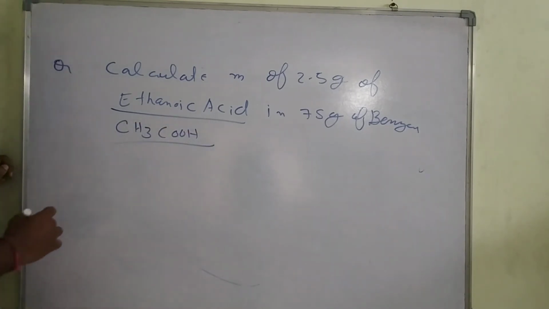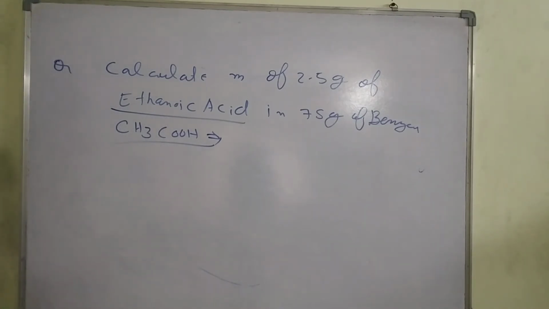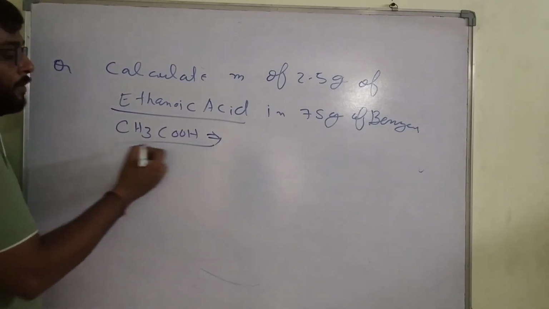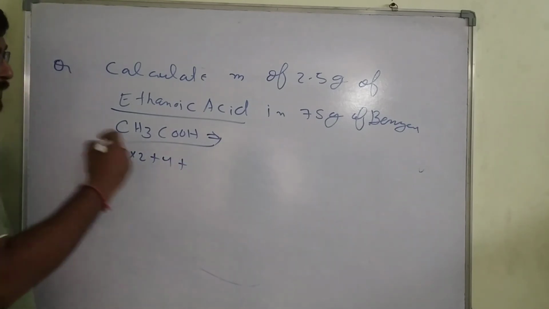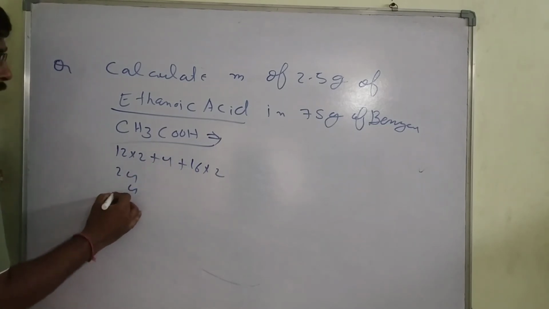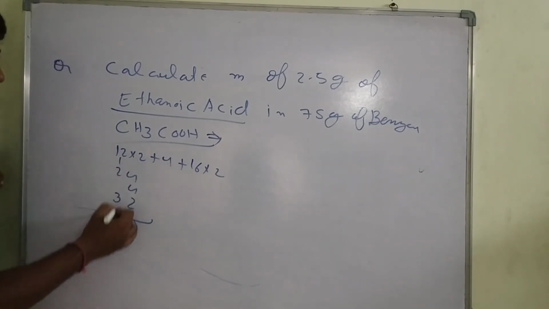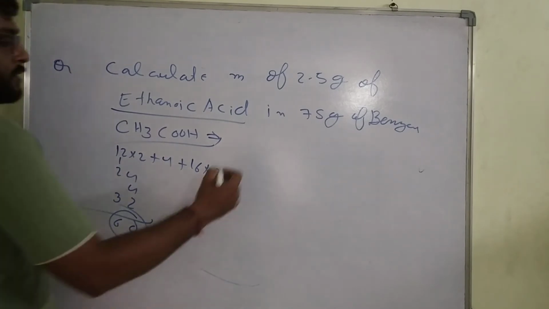CH3COOH. First of all, the main thing is that you have to know the formula of ethanoic acid. Sometimes it is given, but you have to learn it, because it is coming in your 12th chapter. Look at the molecular mass. Carbon is 12 into 2, hydrogen 4, and oxygen is 16 into 2. 24 plus 4 plus 32, 60 is the molecular mass of ethanoic acid.